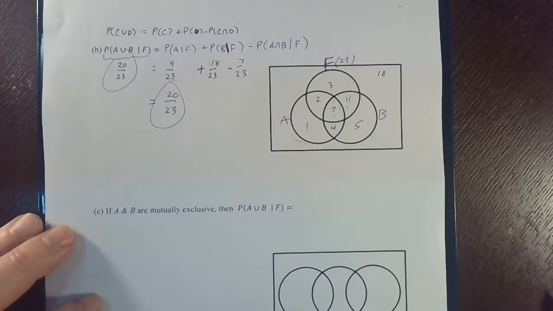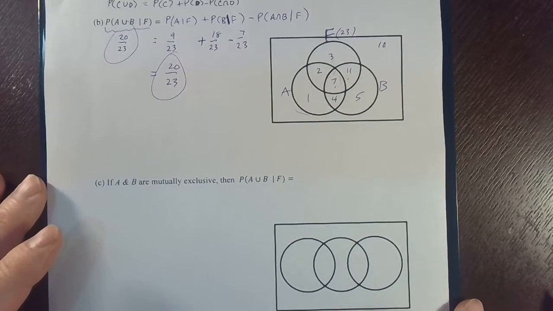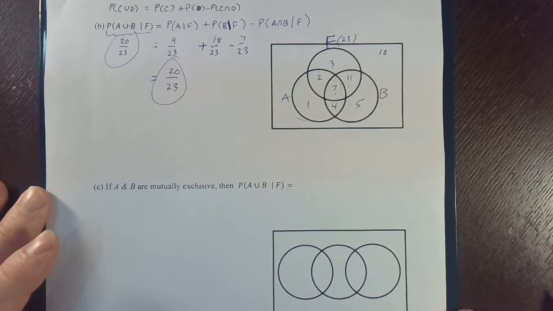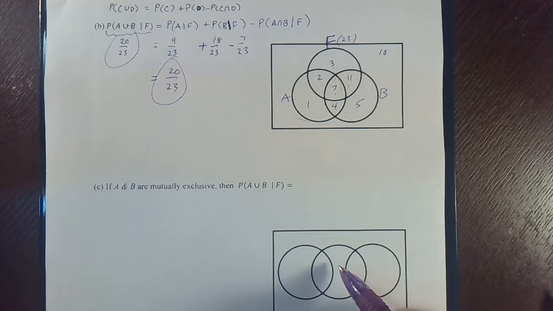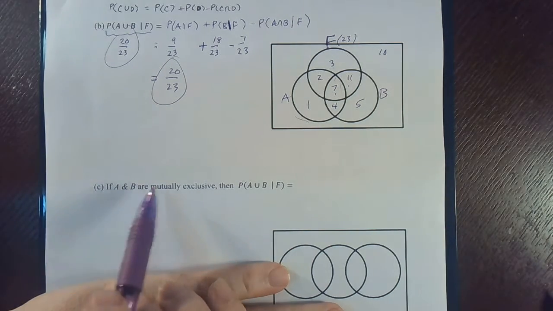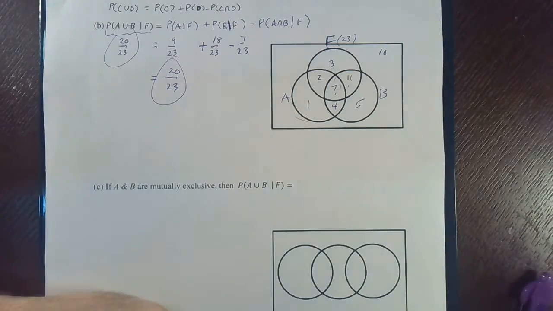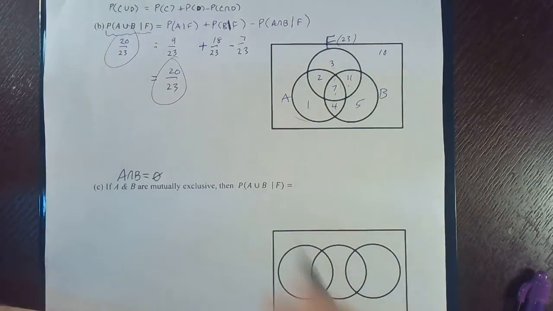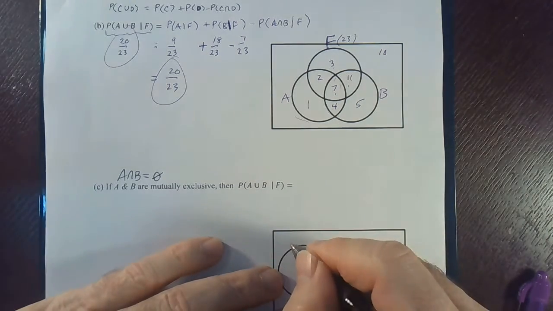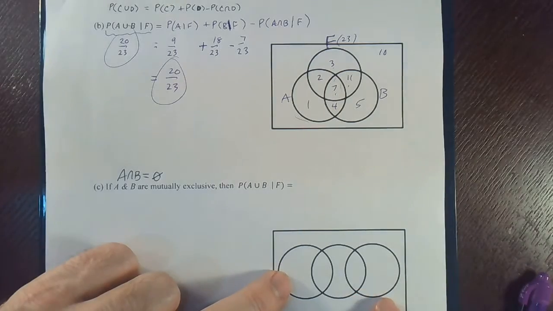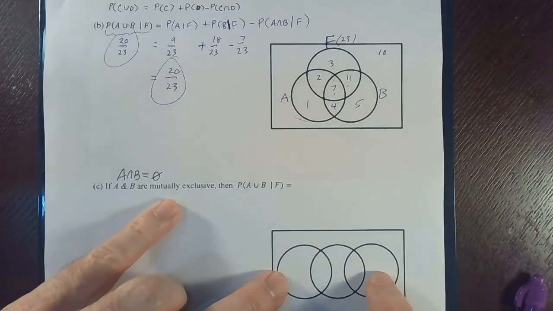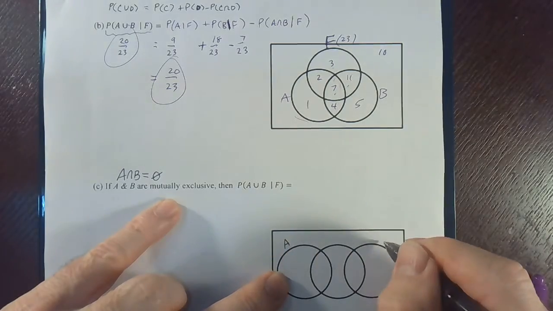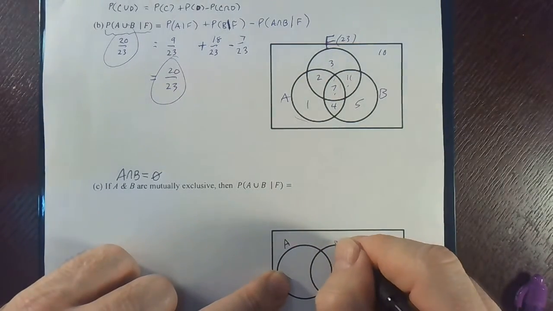All right, for the last one in this video, notice how similar it is to the previous problem. The Venn diagram is different, which we'll see in a minute. It needs to be. If A and B are mutually exclusive, what does that mean? It means that A intersect B is equal to the empty set. It means they do not overlap at all. So which 2 of these 3 circles don't overlap? The left and the right. So I'm going to call that circle A, this one B, and then this one is going to be F.